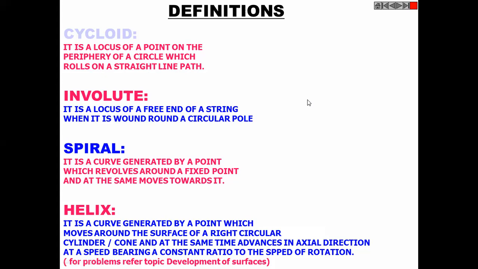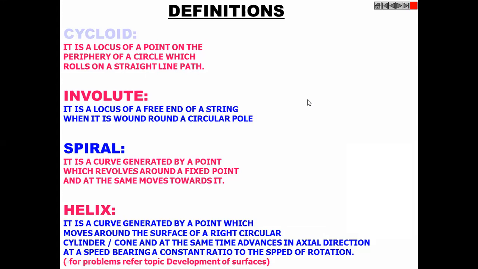Then we have helix. Now what is helix? Helix is the curve generated by a point which moves around the surface on a right circular cylinder or a cone. First, it is cylinder or cone. On the periphery, it moves around, and at the same time, it covers the axial direction as well, at a speed varying in a constant ratio to the speed of rotation. That we will discuss later on.